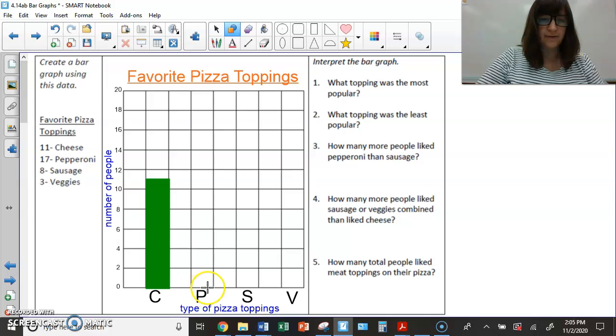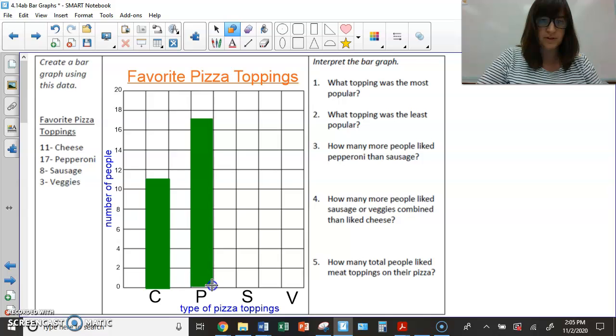Okay, now for pepperoni, I had 17 people. So 17 is not listed on here either because it's an odd number and I'm counting by twos, but it is halfway in between 16 and 18. So I'm going to go over right here because this is the line where my pepperoni is. I'm going to actually start from where I'm supposed to be so that I can make sure that I graph it correctly. And that is how I'm going to measure pepperoni.